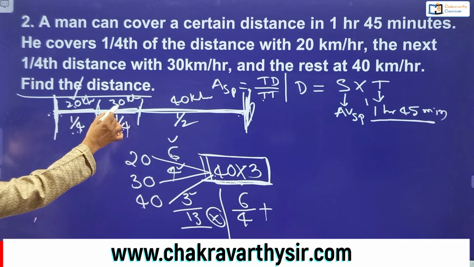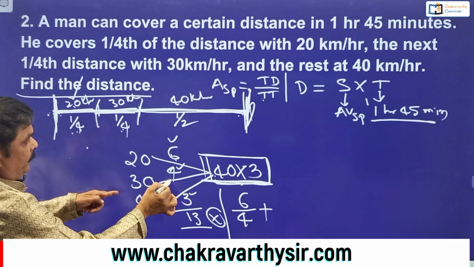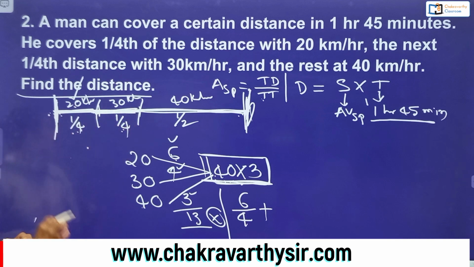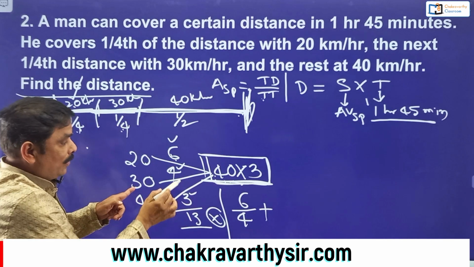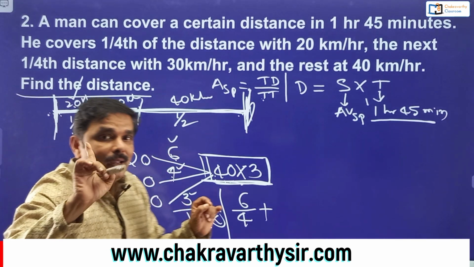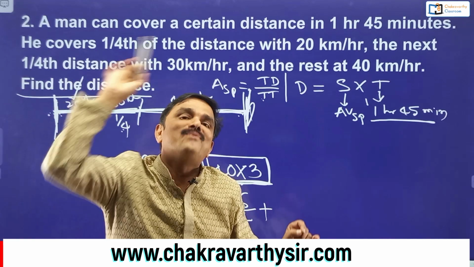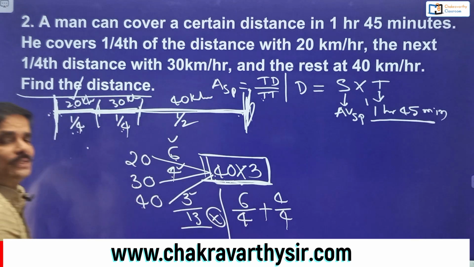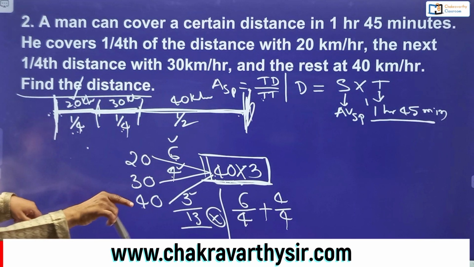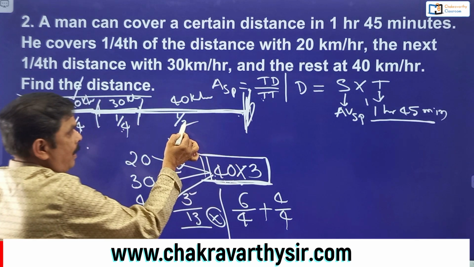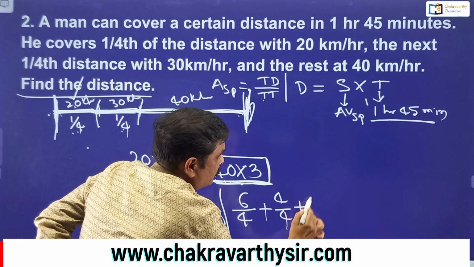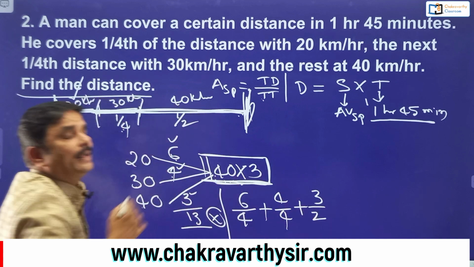Alright, now next you see here, this is 30 kilometers per hour. But not for the entire journey, only for this 1 by 4th part. So how much time would it take? Not 4 hours. It should be 1 by 4th of 4 hours, so it is 4 by 4. And this one. Next, from here to here, half the time will also be half of 3, 3 by 2 plus 3 by 2. This is the total time taken.